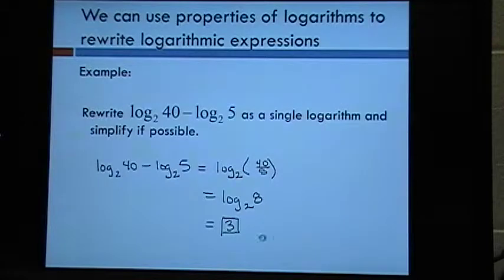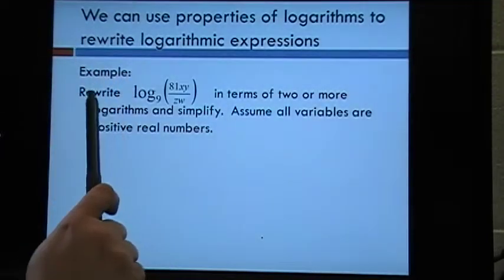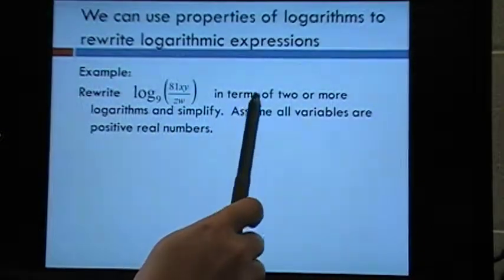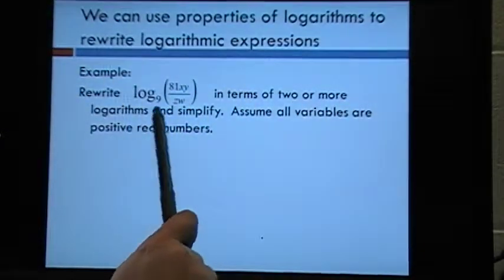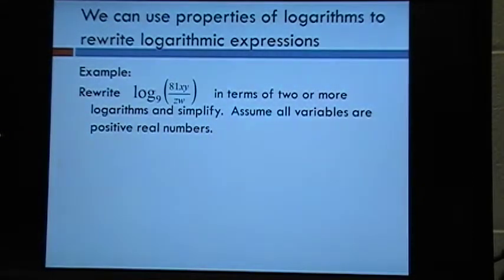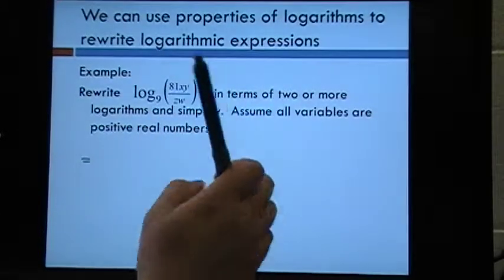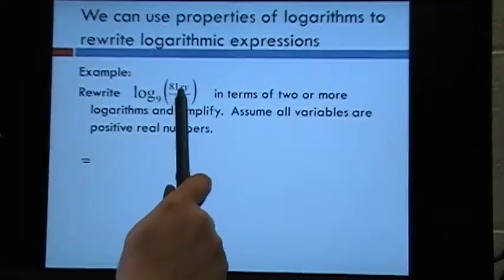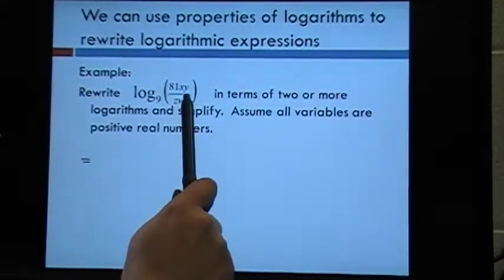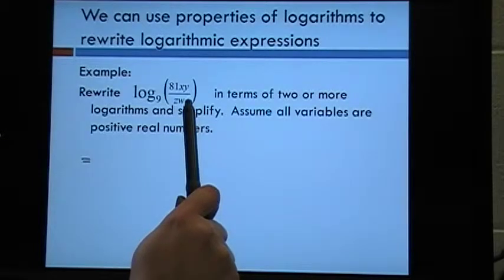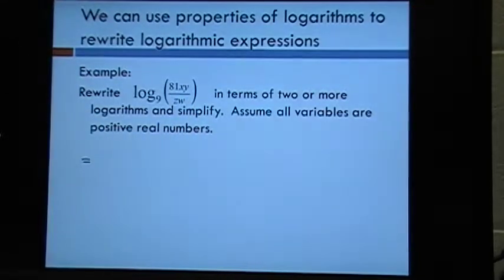my calculator. Okay? Here, rewrite log base 9 of 81xy over zw in terms of 2 or more logarithms and simplify. Assume all variables are positive real numbers. Okay, so looking at this, I'm trying to split it apart. When I'm splitting it apart, I look at my argument. I have multiplication and I have division. When I have both multiplication and division, I always rewrite it using the quotient rule first.